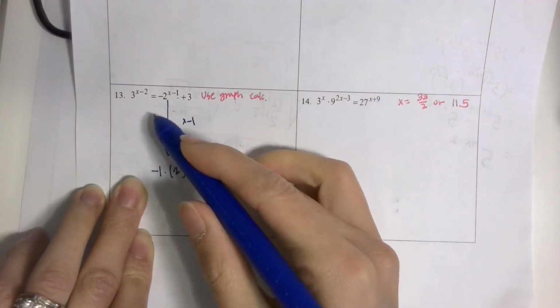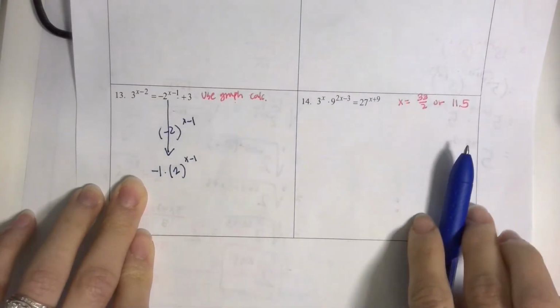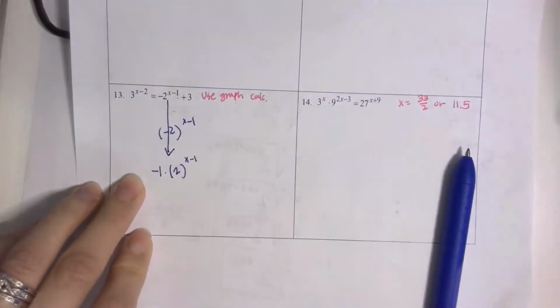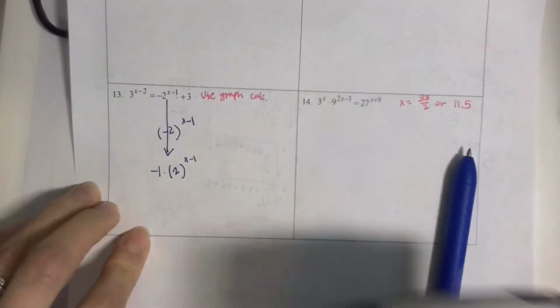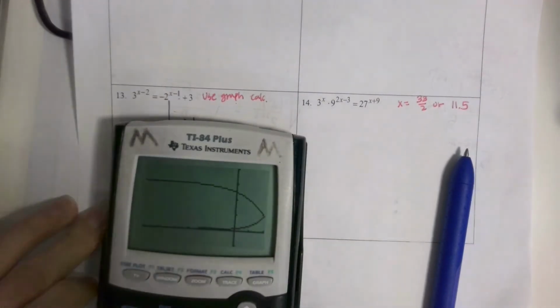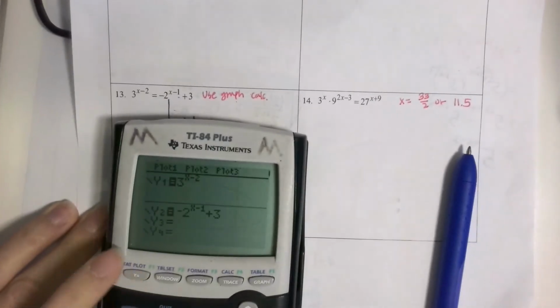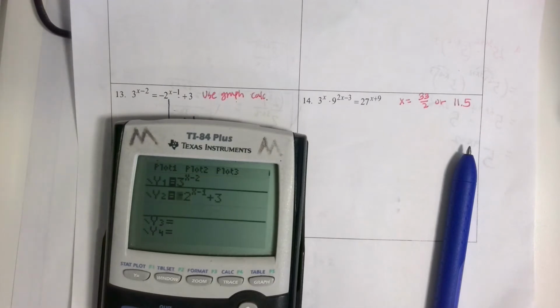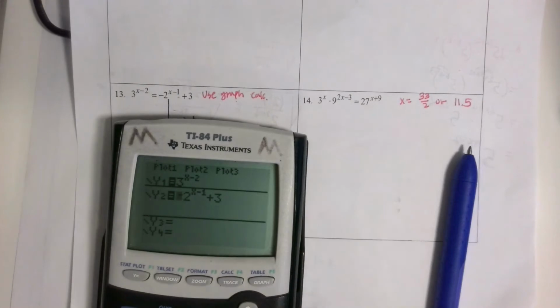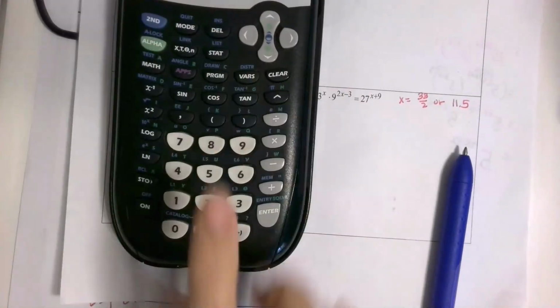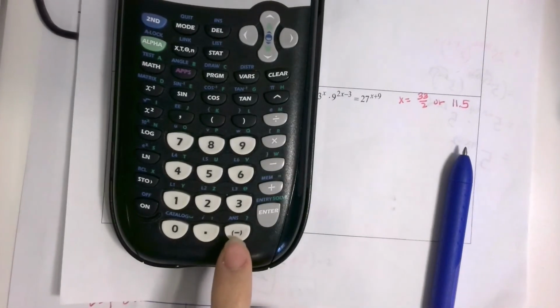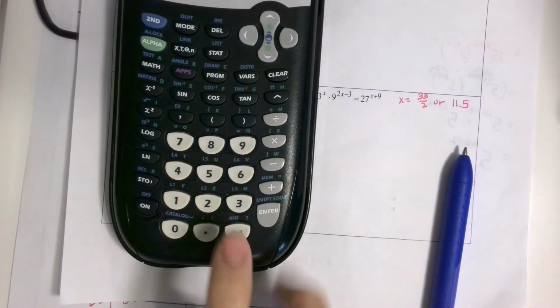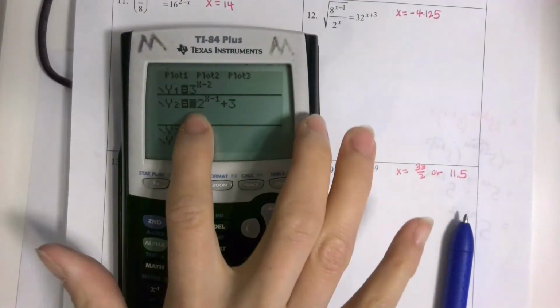FYI. So my bases are 3 and 2. I cannot have a common base because there's nothing in common. That means I must use a graphing calculator. So I get my calculator out. I type the left side of the equation, which is going to be 3 raised to the x minus 2 for the y1. For the y2, I wrote negative 1 times. So when you type that negative, guys, you must use that negative, not that subtraction sign, this negative, and you type that in front of that 2.